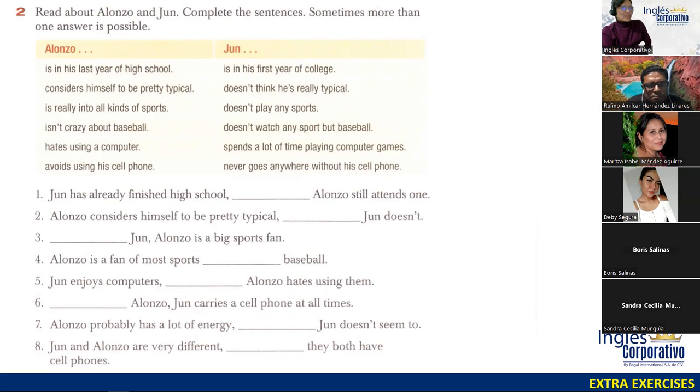Now, there you have the information about Alonso and the information about John. Who can help me read the information about Alonso? Alejandro, please. Alonso is in his last year of high school. Considers himself to be pretty typical. He's really into all kinds of sports. Isn't crazy about baseball. Hates using a computer. Avoids using his cell phone. Thank you so much.